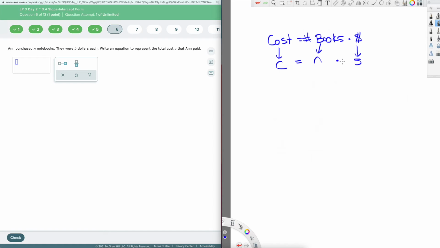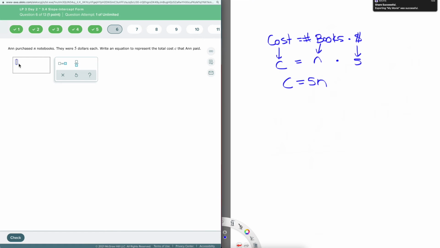Or 5N. We would write this C equals 5N like that, because that's how you multiply a variable and its coefficient. You just put them together like that. So C equals 5N. Check.